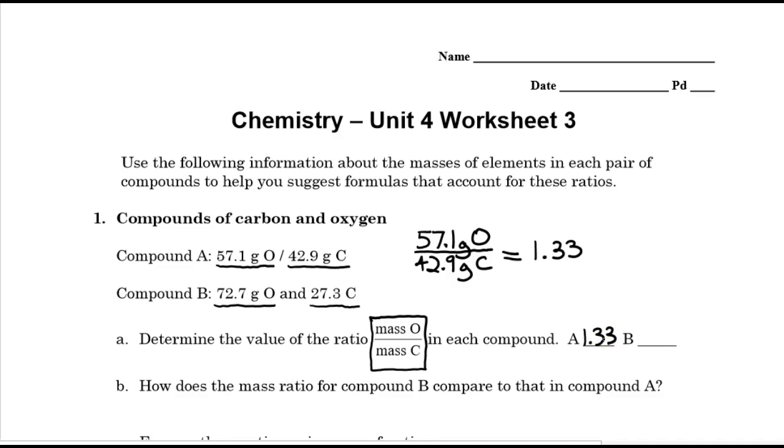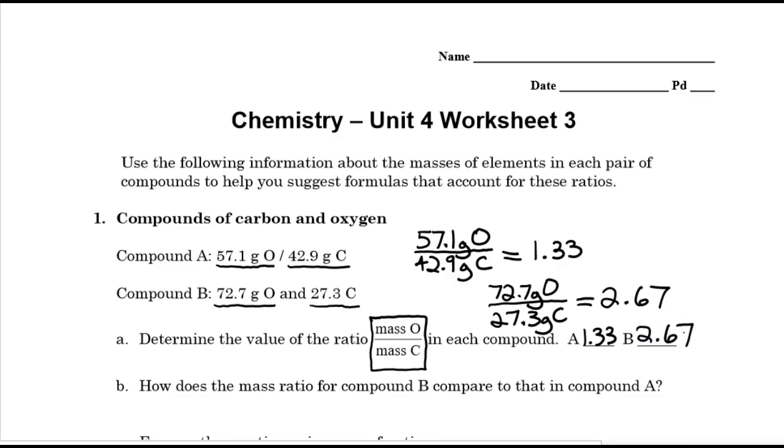For compound B, we have 72.7 grams oxygen, 27.3 grams carbon. When we divide that, we get a ratio of about 2.67. Again, I'm just rounding to 2 decimal places. So compound B, ratio 2.67.